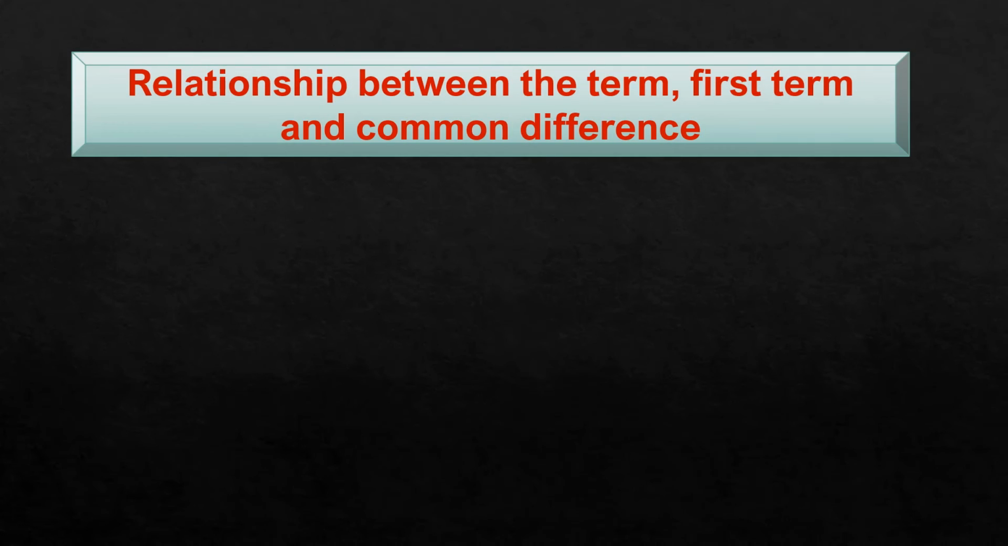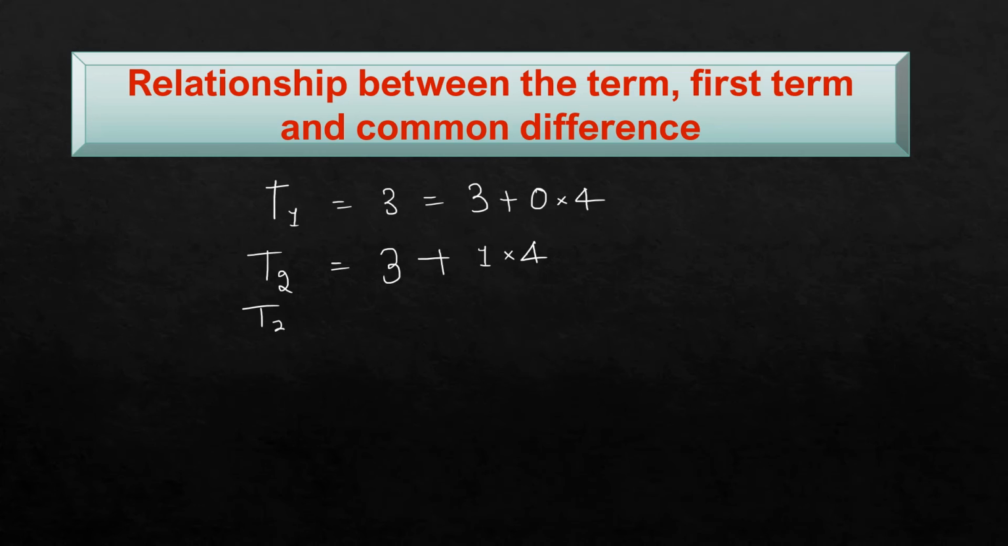Let's analyze the relationship between the term, first term and the common difference. The first term was 3, which can also be written as 3 plus 0 times 4. Second term is written as 3 plus 1 times 4. Third term is written as 3 plus 2 times 4. Fourth term is written as 3 plus 3 times 4. Now what do you observe? That in all the terms we can see that the first term and the common difference are appearing. But what is the difference?